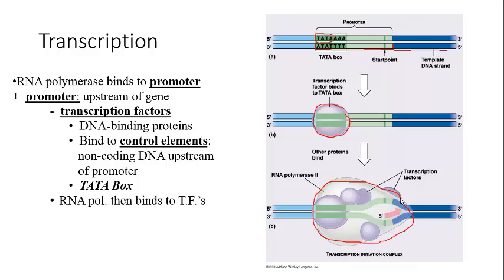So transcription is first initiated when a transcription factor binds, then RNA polymerase binds to the promoter. Once RNA polymerase binds to the promoter, it can then transcribe the template strand of DNA into our sequence of messenger RNA.